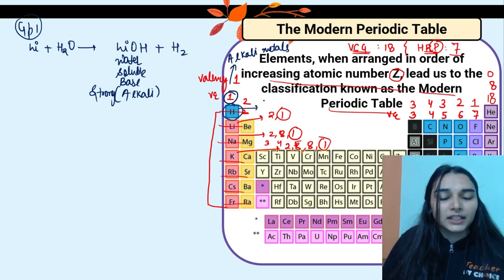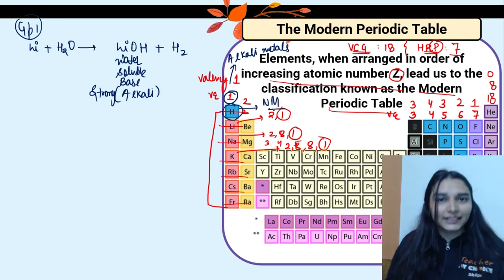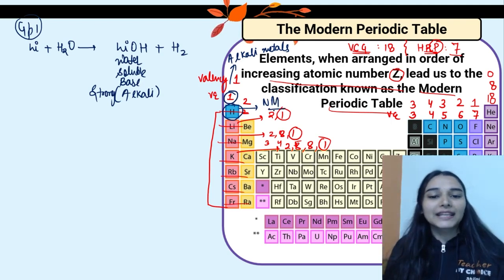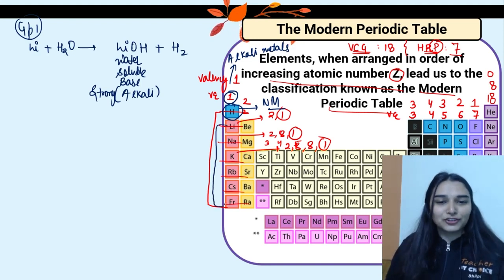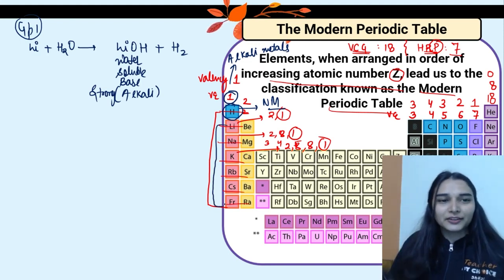Hydrogen is a non-metal, so you cannot call it an alkali metal. So if someone asks you how many alkali metals are there, your answer should be 6: lithium, sodium, potassium, rubidium, cesium and francium. Hydrogen is a non-metal, remember that.